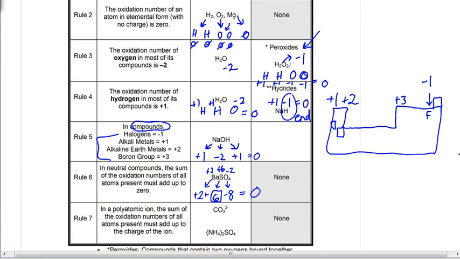And last but not least, for a polyatomic ion, the oxidation numbers have to add up to the charge, and that's the exponent at the end here. I'm going to switch colors of ink because it's getting crowded here.